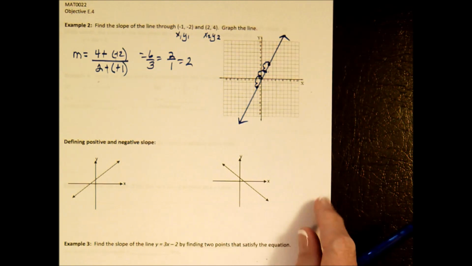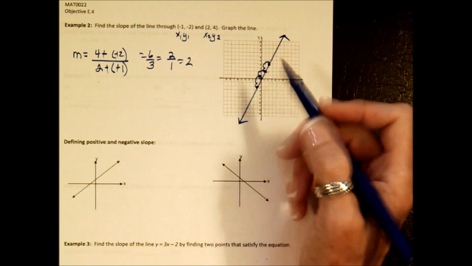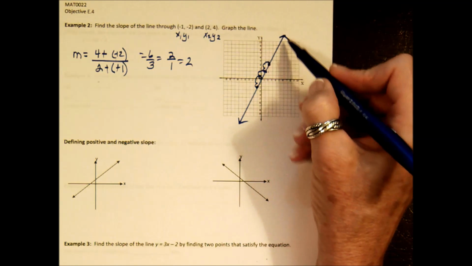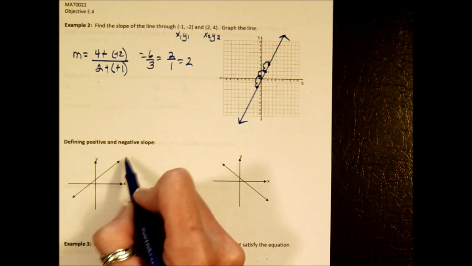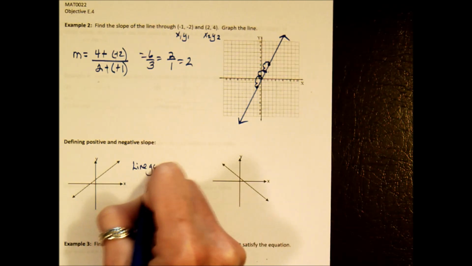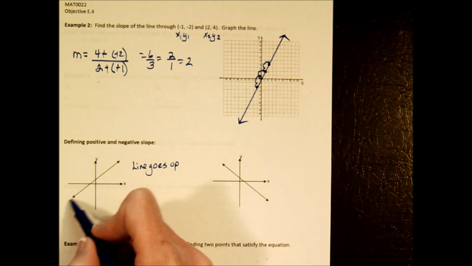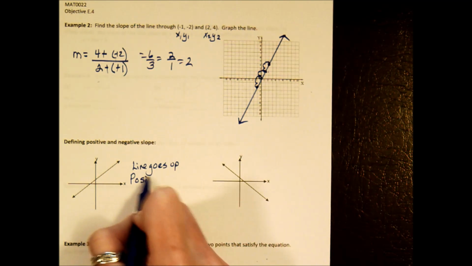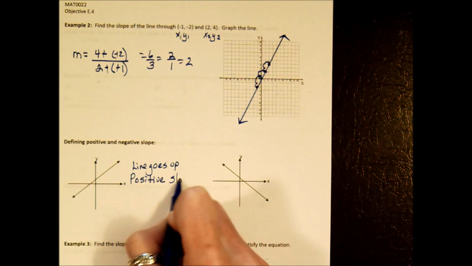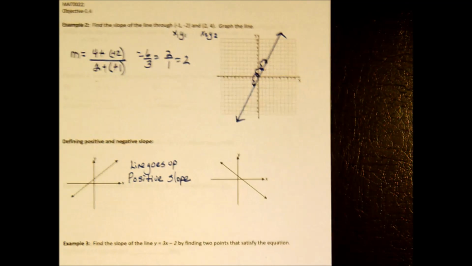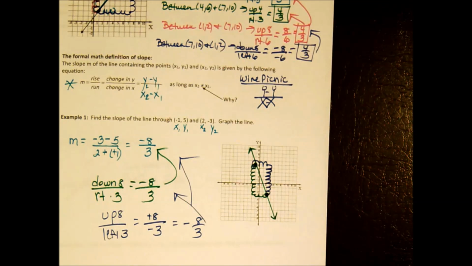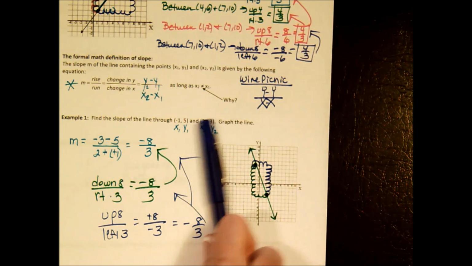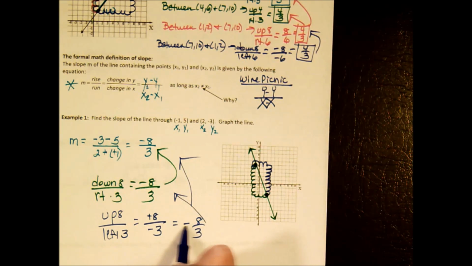Now I want you to notice something. On this one, traveling left to right, my line is going up, just like it is right here. The line goes up. So when the line goes up, my slope was positive. I had positive slope. If you look at the page that came before, right here, my line is going down as I travel left to right, and my slope was negative.